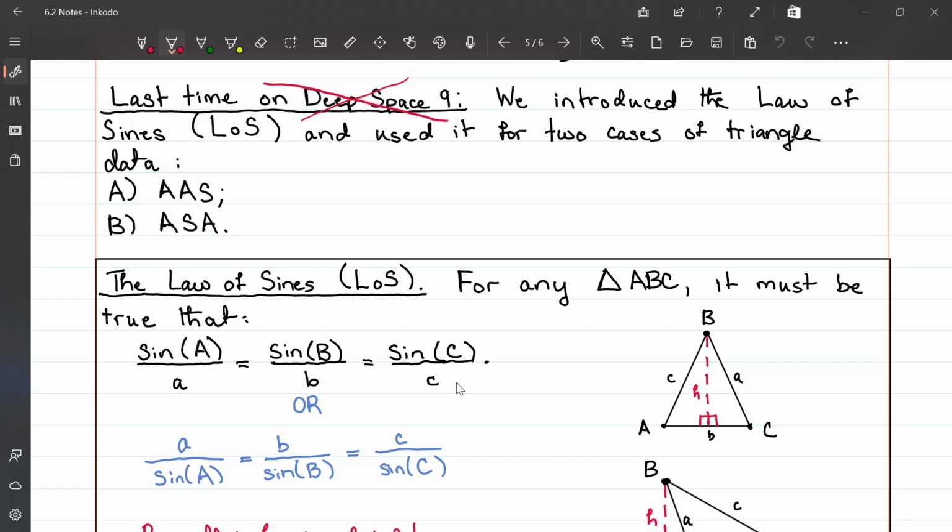Now, if you're thinking back to the video, you may think to yourself, hang on, didn't we only work with certain types of data? You're right, we did. Good memory. Last time, we found that if we wanted to solve triangles with the law of sines, we had to make sure that in our data we had an angle and a side opposite. There was more to that discussion, but at least we need an angle and a side opposite.